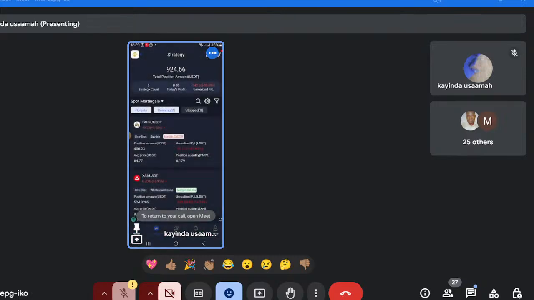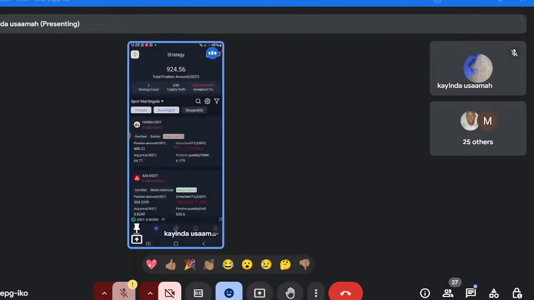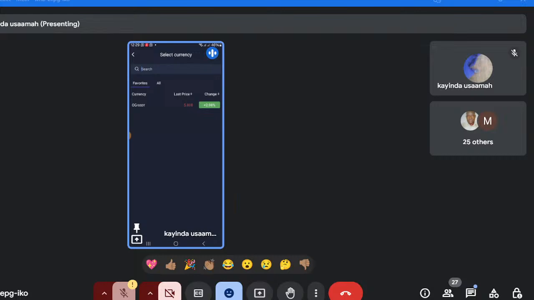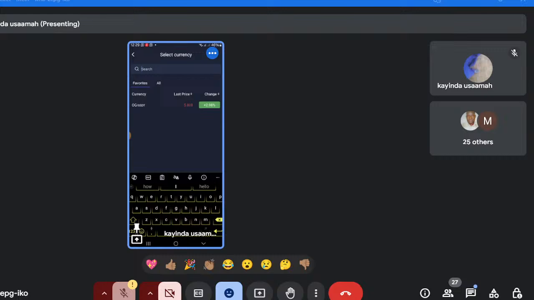Now, there is this icon, the search icon. Here you can search whatever coin you want, for example if you want to trade. Many of you think that to put a trade, you must go back to home, then tap search and start searching. No, even here on strategy, just tap search and look for a coin which was given to you. For example, AINJ.